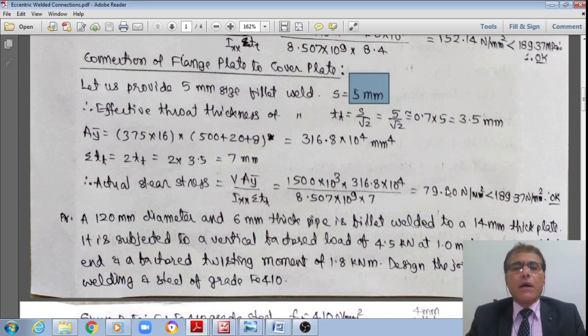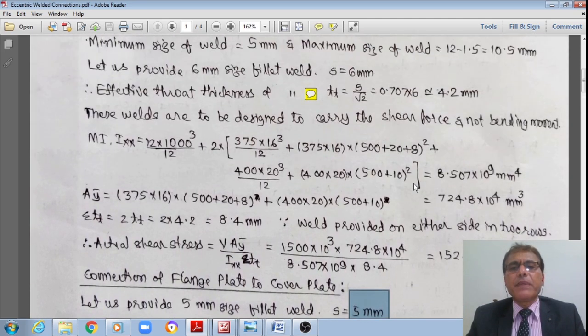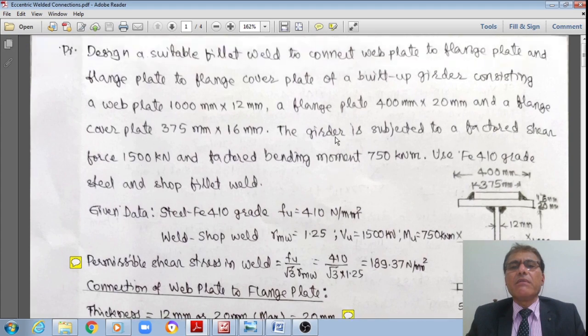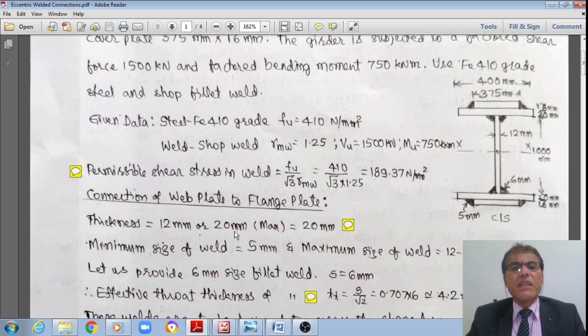But even the code will not permit it, because just now we have seen the minimum size of the weld as per the code. You cannot reduce it to less than 5 mm, student.